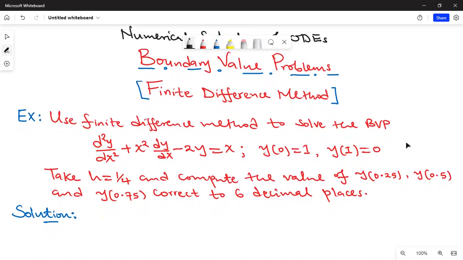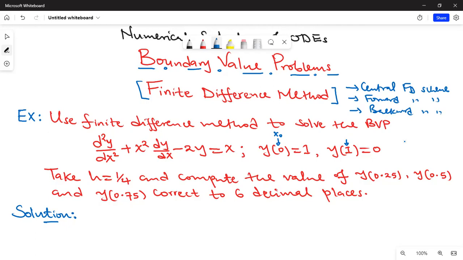Remember, when we talk of finite difference methods, we have 3 of them. We have what we call the central finite difference scheme. We have the forward finite difference scheme, and then we have the backward finite difference scheme. Now, if you look at our boundary condition, the starting point is at x naught, and the last one is at xn.